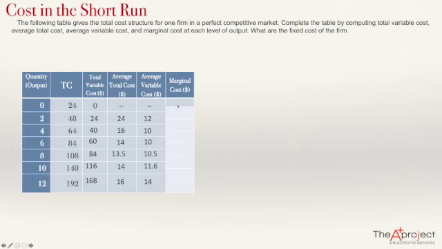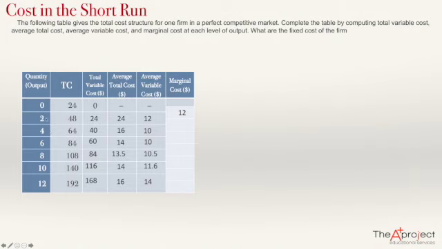And finally, the marginal cost will be the change in the total cost per unit of output. So the change from here to here was 24 in 2 units, because the change in the quantity produced here is 2. So it will be 24 divided by 2, and the answer is 12. So 12 will be the marginal cost here.